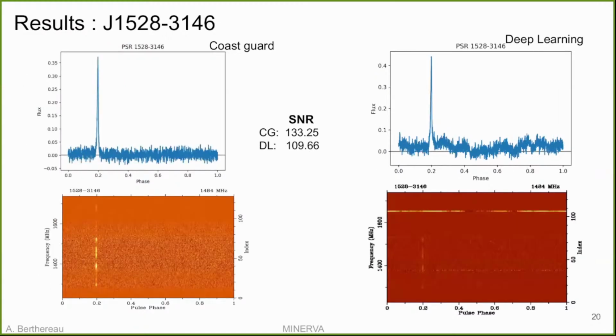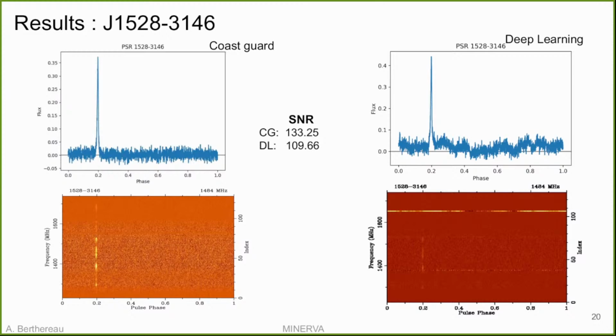I will then talk about another pulsar, 1528, which is different from 1909 because 1909, I'm sorry, I didn't say it, is a millisecond pulsar with almost a 3 millisecond period. And this pulsar, on the contrary, is not a millisecond pulsar, with a 50 millisecond period. So this is a different kind of pulsar.